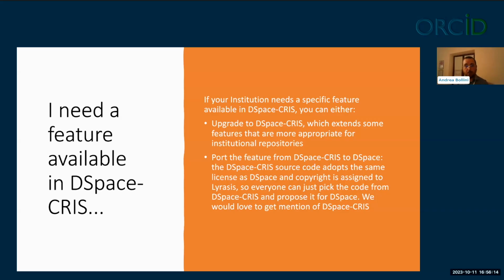We have decided to adopt the same license as DSpace, and the copyright has already been transferred to LYRASIS. So everyone, not just 4Science, everyone can take code from our GitHub repository and create a pull request for DSpace, to speed up the adoption of these features in DSpace. We only ask that if you take some feature from DSpace-CRIS and contribute it back to DSpace, please give a mention to DSpace-CRIS saying that this feature was backported from DSpace-CRIS to DSpace.